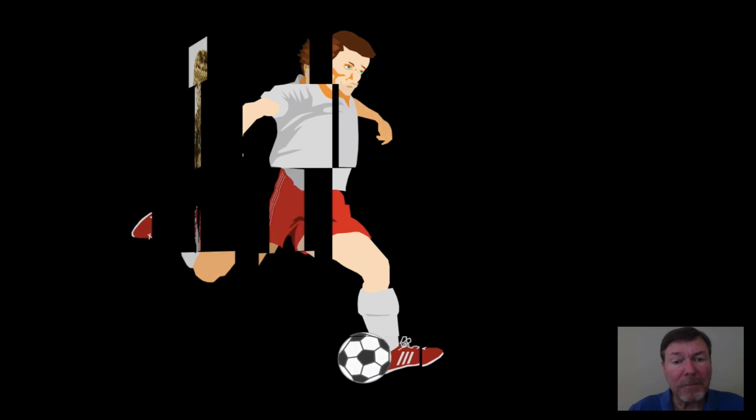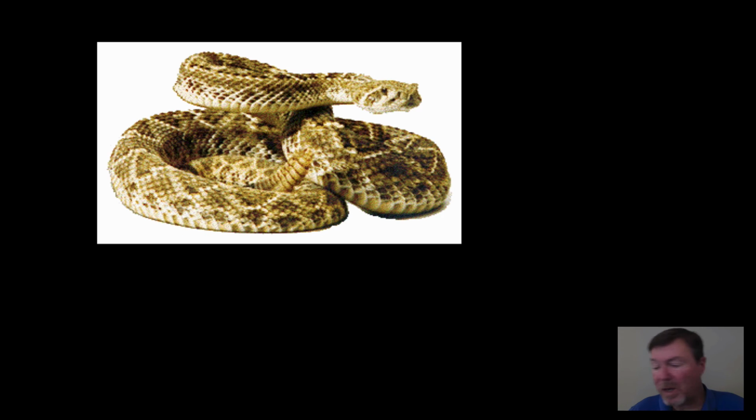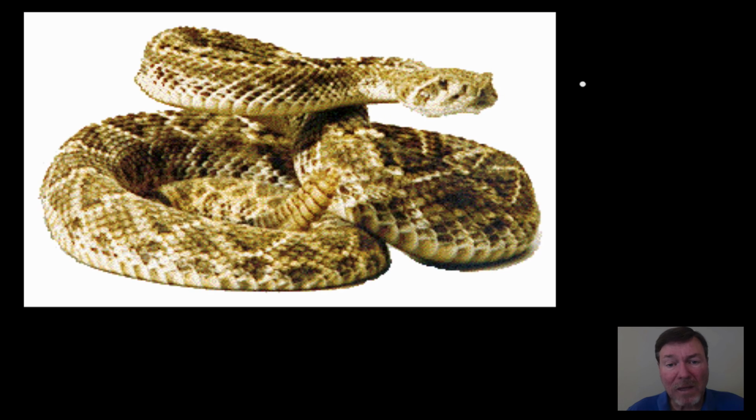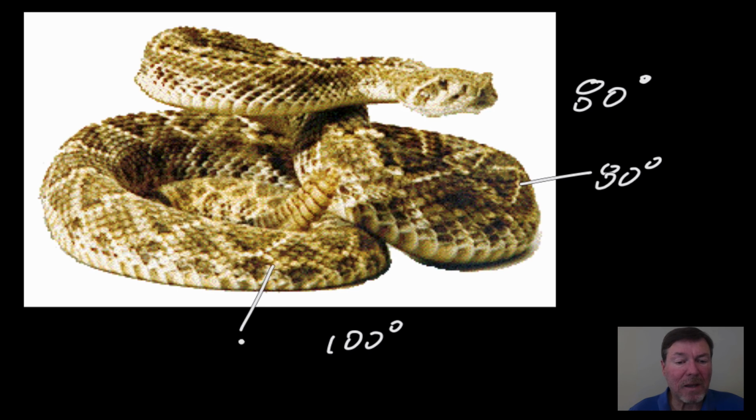On the other hand, an ectotherm, like this snake, its temperature is the same as the outside. So if it's 80 degrees outside, then the snake is also 80 degrees. If it's 100 degrees outside, then the snake is also 100 degrees. That's why reptiles, like snakes and lizards, don't regulate their temperature by sweating or shivering, which is what we do. We get cold, we shiver.